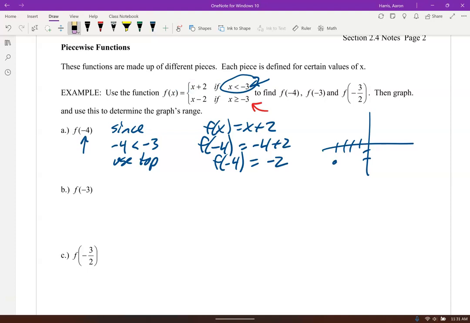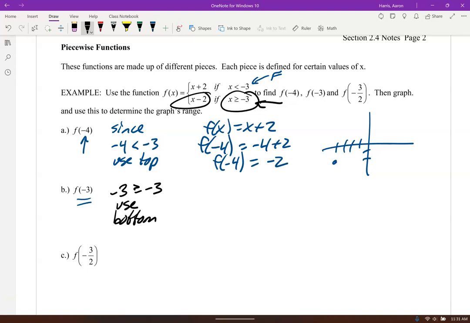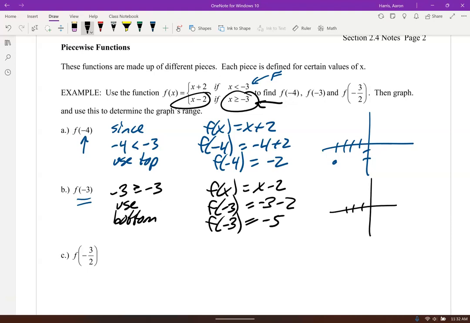Let's look at the next one now. Is negative 3 less than negative 3? No, that's false. Is negative 3 greater than or equal to negative 3? Yes, it is. So I've got to use the bottom one. Negative 3 is greater than or equal to negative 3, so use the bottom one. f of x equals x minus 2. f of negative 3 equals negative 3 minus 2, or negative 5. So f of negative 3 is negative 5. So the point negative 3, negative 5 would be on the graph, right?